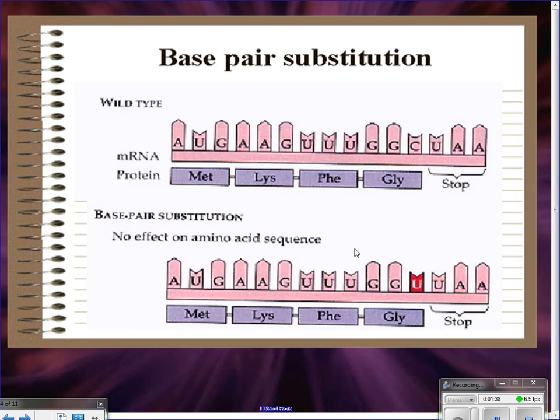So again, looking at an example, we can have no effect on an amino acid sequence. So in this case, we've taken this C and we substituted for a U. The end result, though, is still the same amino acid. So this is known as a silent mutation.